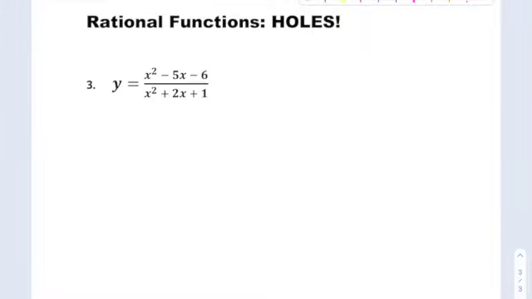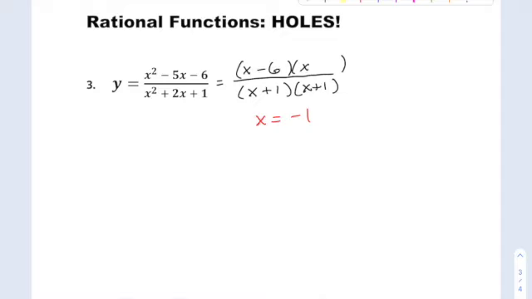And one more example here. Of course, for all these, you could also find all kinds of fun things like horizontal asymptotes, zeros, and y-intercepts, and that will help you draw the graph. But we're just focusing on how to find holes and vertical asymptotes today. So our denominator factors to x plus 1 times x plus 1, or x plus 1 squared. So there's only one excluded x value right now, and that would be x equals negative 1. Up top, what multiplies to negative 6 but adds up to negative 5? Negative 6 and positive 1.